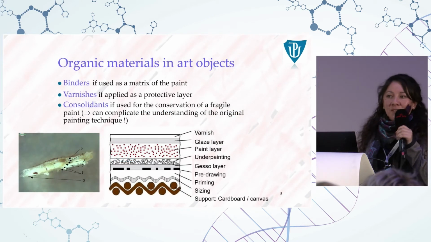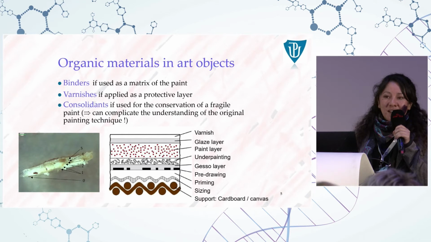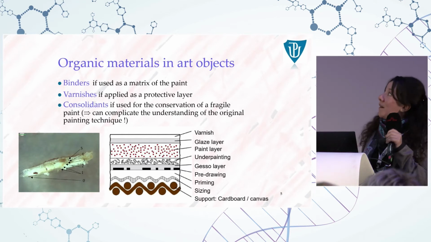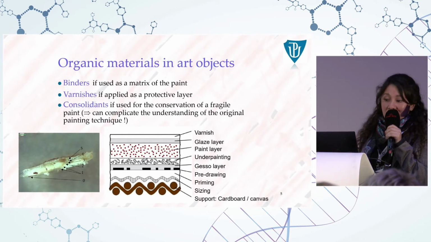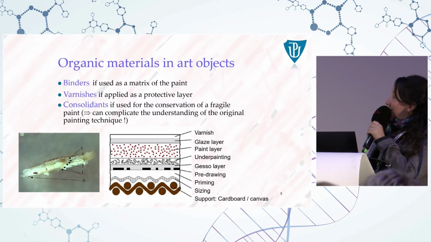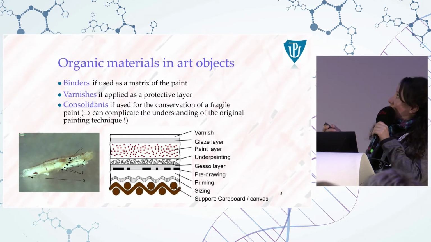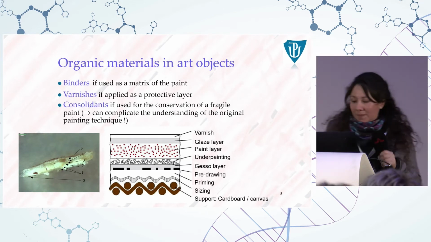And I talk about binders, but organic materials can also be varnishes and consolidants. And you see how complex a single piece of a sample of artwork can be.